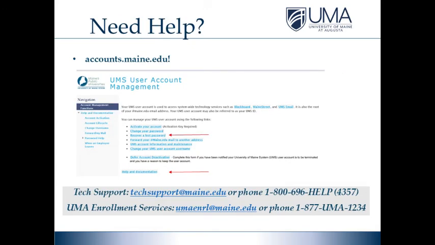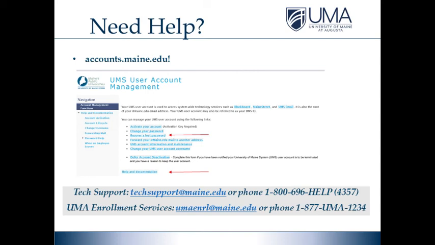Do you need help? Whether you have previously activated your account and forgot your password, or if you need assistance navigating the process, the accounts.maine.edu page can be a helpful resource. Here, you can recover a lost password or even have your Maine.edu email forwarded to a personal account. This site also provides helpful documentation that can be accessed at any time. If you need additional help not found on this page, you can reach out to tech support at techsupport@maine.edu or 1-800-696-4357. Note, you may be asked to provide your student ID number, so have that handy.